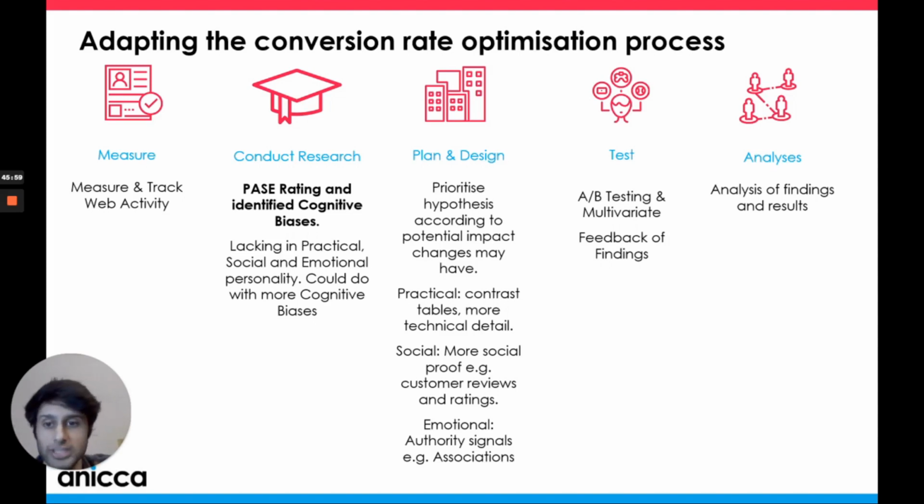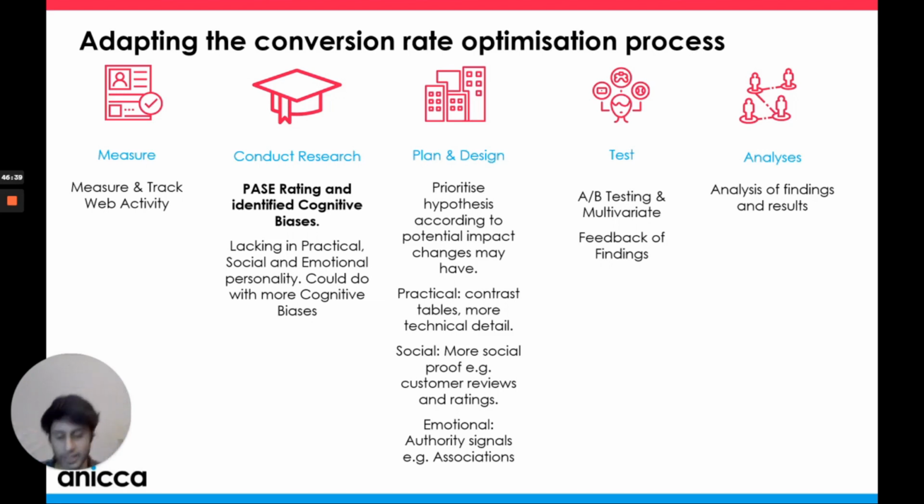You're going to conduct your research, which is the PASE rating, and identify the cognitive biases. That's something we did in this example, and we found that this web page is lacking in practical, social, and emotional personality. That's a lot of personality types you're lacking in, and a lot of potential customers you could be losing out on. So that's been identified. Also, it could do with more cognitive biases.